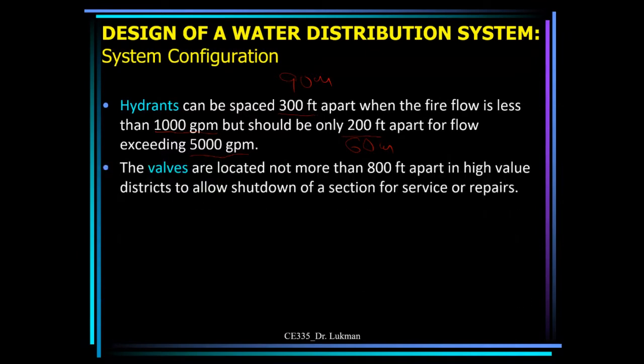The valves are located not more than 800 feet apart in high value districts to allow shutdown of a section for service or repairs. I told you we put valves at intervals because this will allow shutdown of a particular section to allow for repairs or some services in case there is leakage in any of the sections, so you can shut down flow to that area and carry out maintenance work to fix whatever problem you are facing.